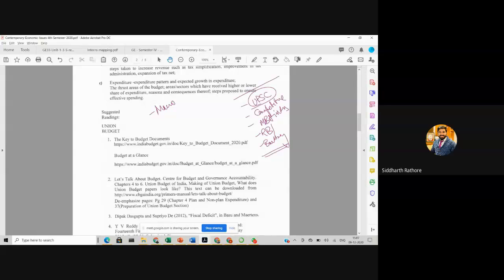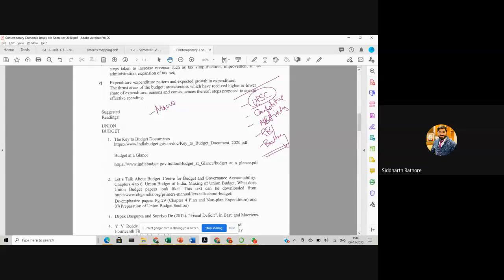Now, as the word suggests, skill based means that you will learn a particular kind of trade skill. So what is the trade skill being learned here? One is that you will know how to read the budget documents.